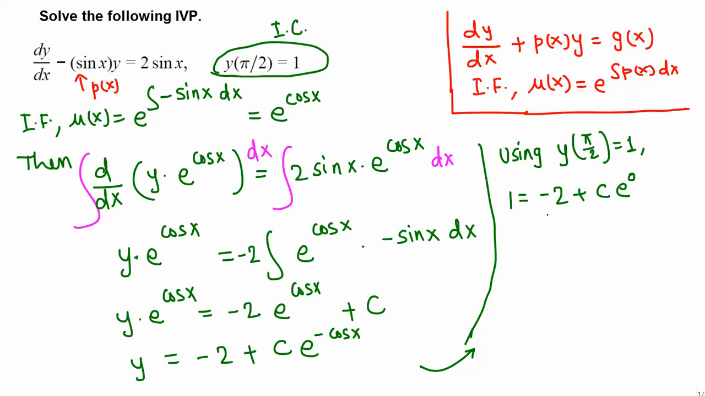Now move negative 2 to the left, that means add 2, so 1 plus 2, 3, equals c, or c equals 3. Thus the final answer is y equals negative 2 plus c, where c is 3, e raised to negative cosine x. Final.